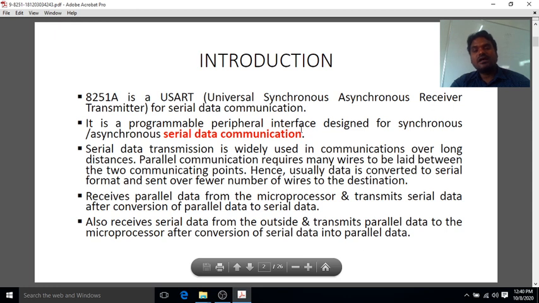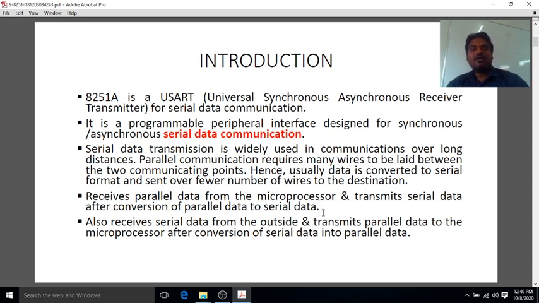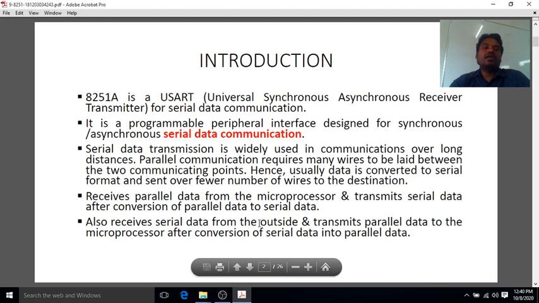So these are the very important things in the introduction. USRT stands for universal synchronous asynchronous receiver and transmitter, and it is used for serial communication.